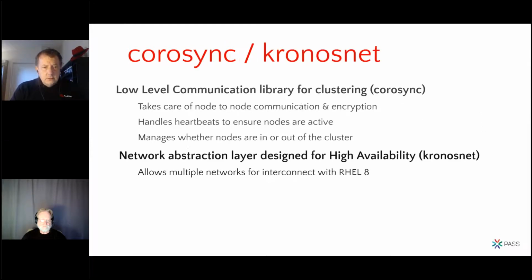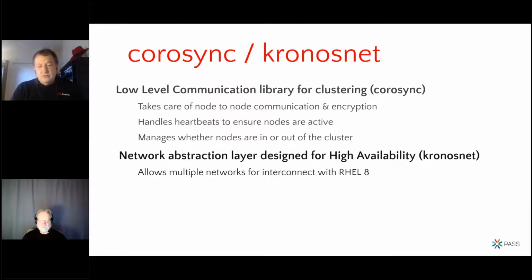Now, CoroSync and Kronosnet. CoroSync is a low-level communication library for the clustering, and it takes care of the node-to-node communication and encryption. It handles the heartbeats between the nodes and makes sure they're up or down. And then it manages whether the nodes are in or out of the cluster. There's also Kronosnet, which is introduced with RHEL 8, which is a network abstraction layer that allows multiple networks to interconnect.